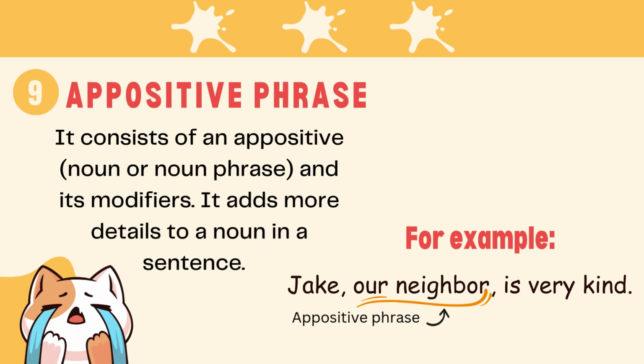Appositive phrase. It consists of an appositive, that is a noun or a noun phrase, and its modifiers. It adds more details or information to a noun in a sentence. For example, Jake, our neighbor, is very kind. Our neighbor here is the appositive that is giving more information about Jake.